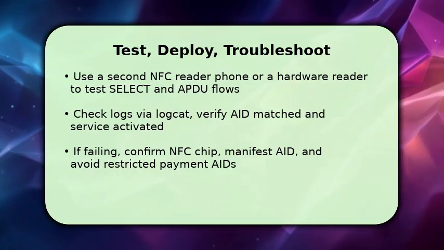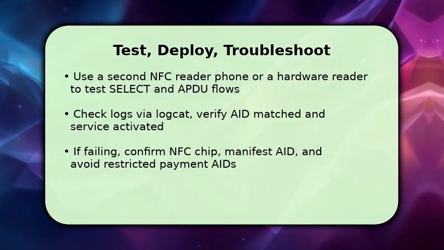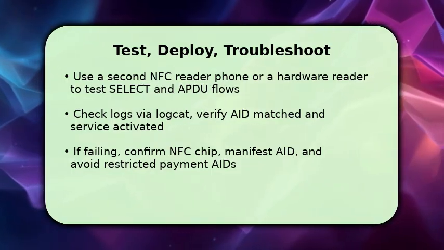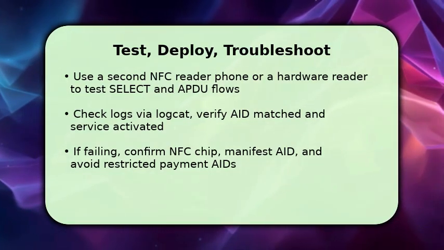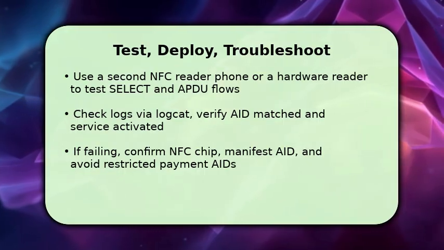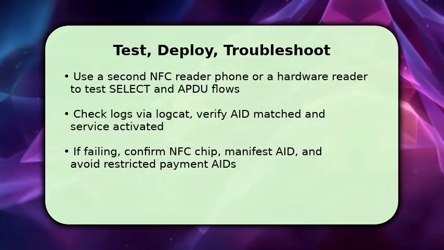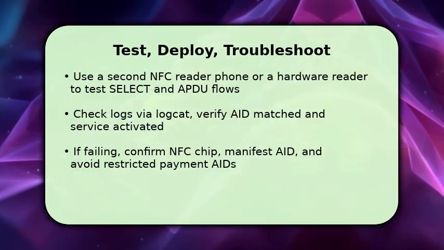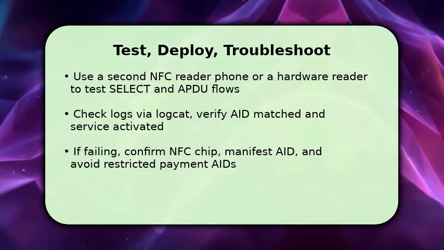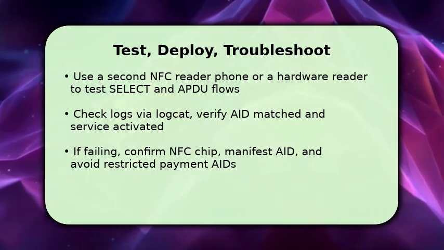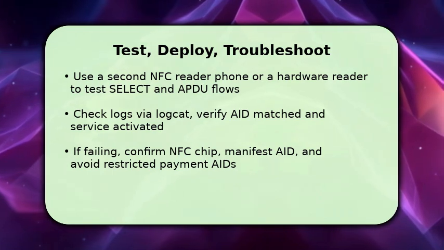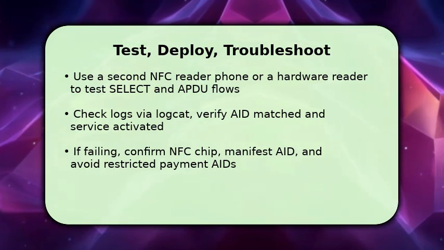Tap to trigger select. Watch Logcat for service activation and processCommandApdu calls. If nothing happens, make sure the AID in XML exactly matches the select AID, NFC is enabled, and the device supports HCE. Also note many payment AIDs are blocked by vendor rules. Avoid trying restricted AIDs. If you see timeouts, simplify responses and reduce processing time to quickly return SW1, SW2.